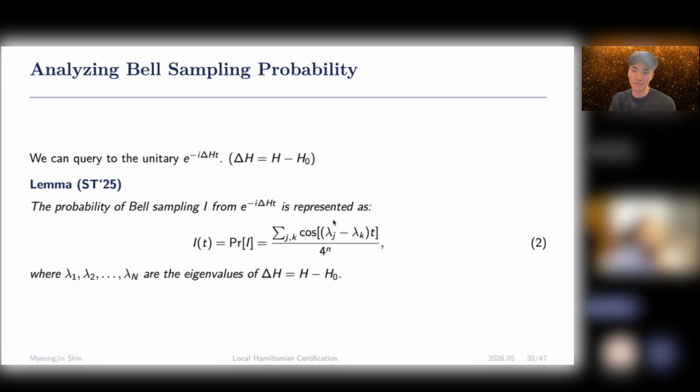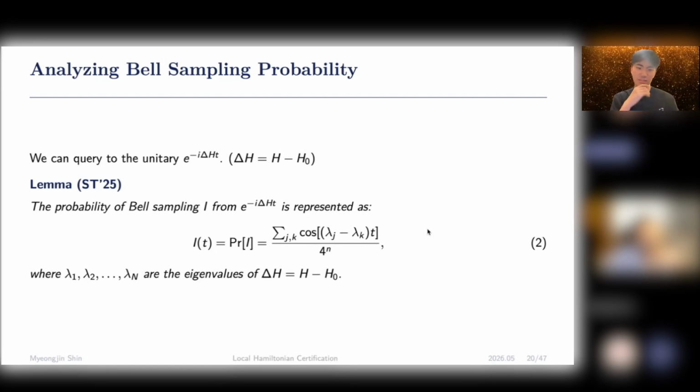Sorry, can I quickly ask a small question? Yes, of course. So here, this delta H, you're not making any assumptions about it, right? In the lemma, I guess the lemma holds for any delta H, or does it have constraints? We're only going to use the assumption on locality in the later part. Right, that makes sense. Okay, thanks.